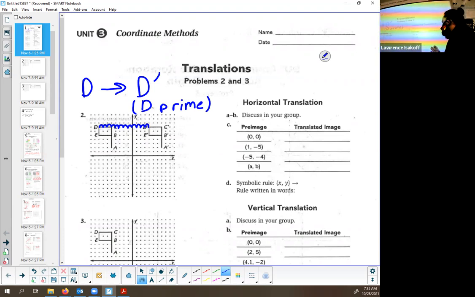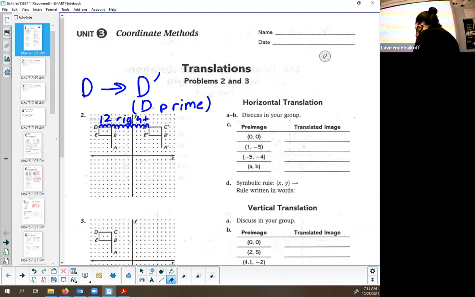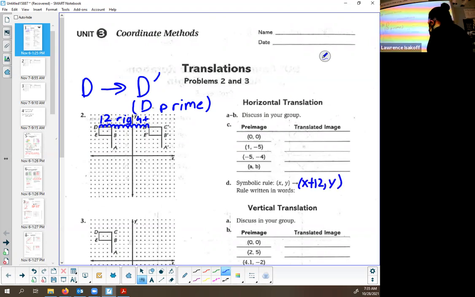So here, if I'm moving 12 to the right, I should be adding to X. So my rule here is going to be X plus 12, comma, Y. If I want to translate any of these points, all I'm going to do is follow this rule. I'm just going to add 12 each time.